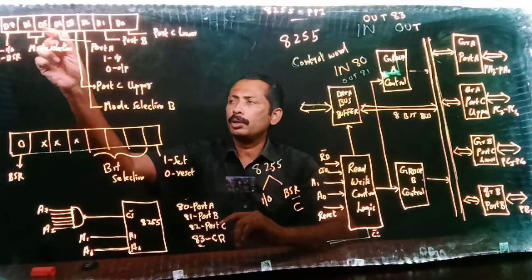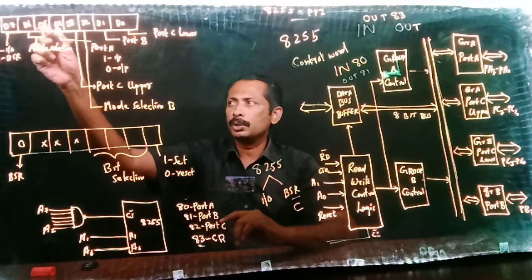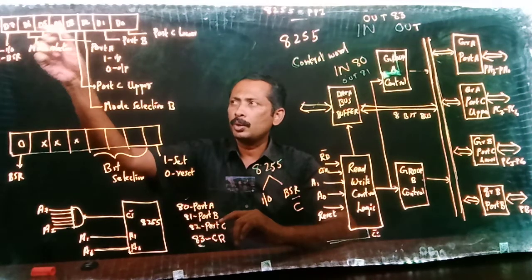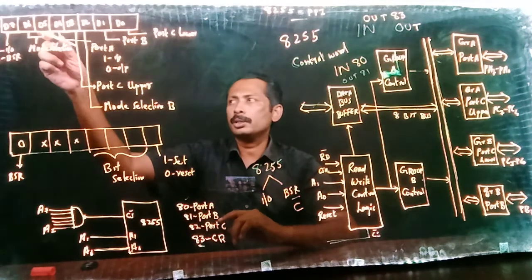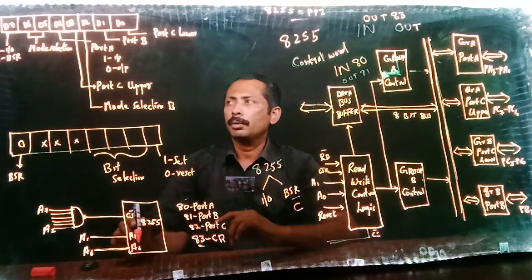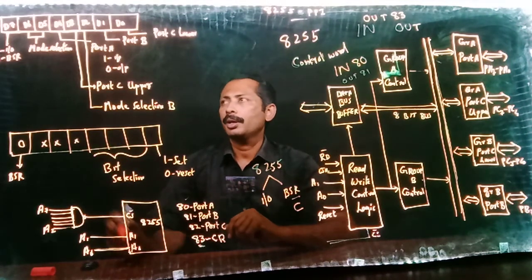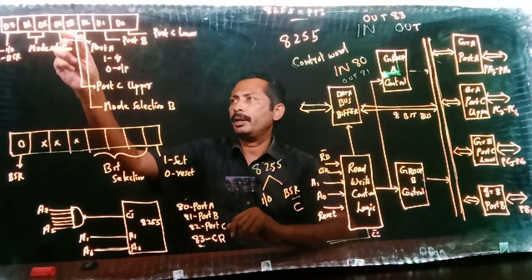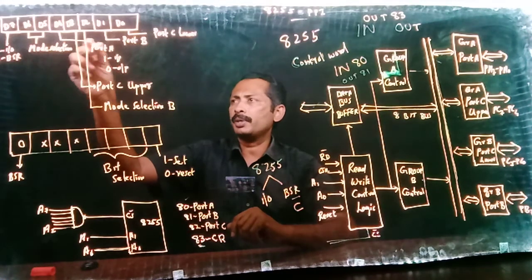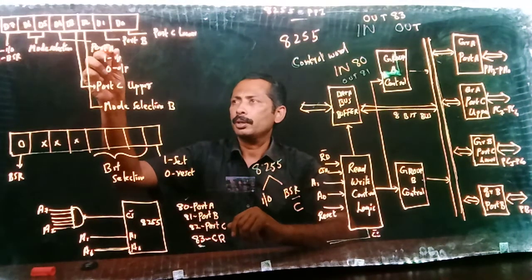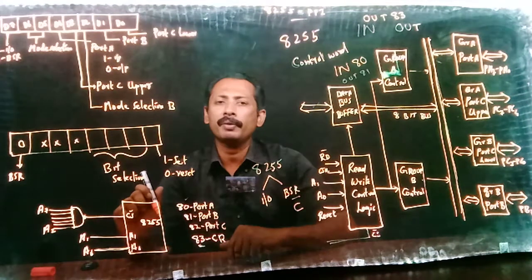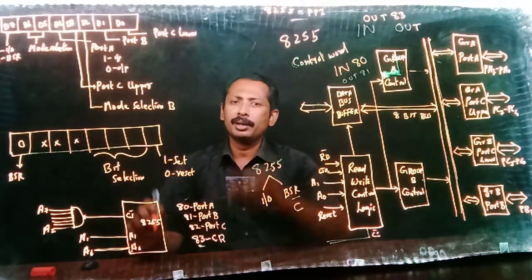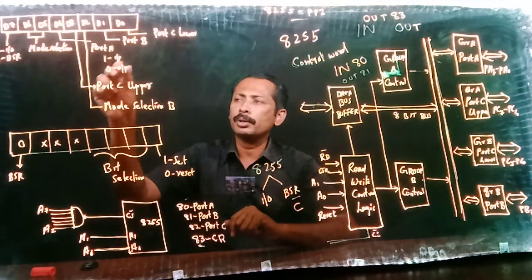So this is the mode selection of group A. 0, 0 means mode 0; 0, 1 means mode 1; 1, 0 or 1, 1 means mode 2. That is 1x. So this is group A. Then D4 is for specifying the mode of port A, whether it is an input device or output device. It is like I: 1 means input, 0 means output.